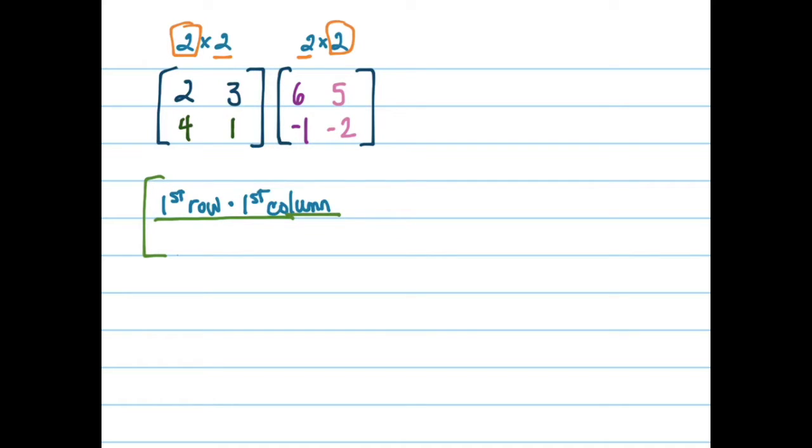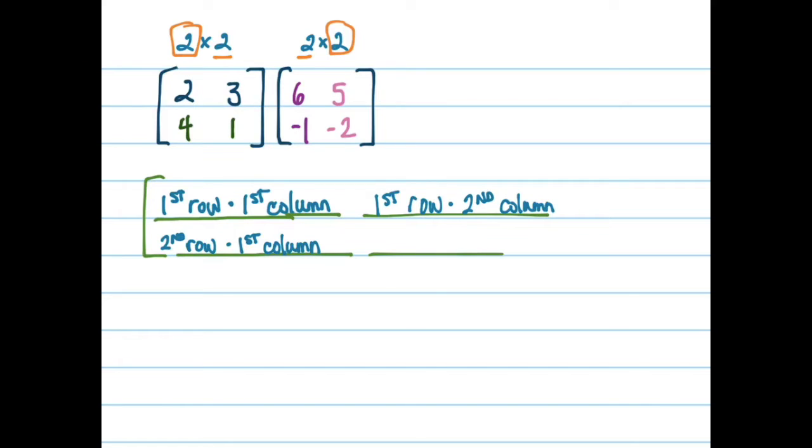So in this bottom spot here, that's going to be my second row but it's still my first column. So that'll be the second row times the first column. And I'm sure you're kind of picking up a pattern here. We're going to do the same idea for the other two spots. I'm still in my first row, but now I'm over to my second column, so I would multiply those two together. And then the last one, we are down to our second row and second column.